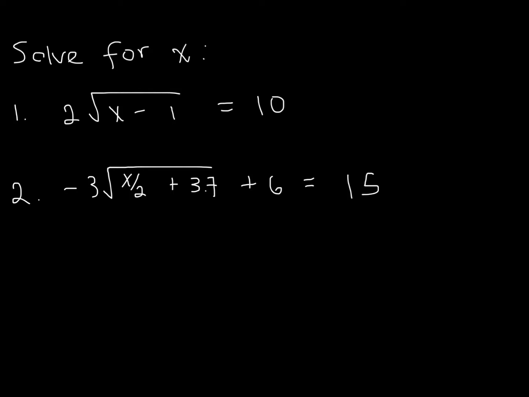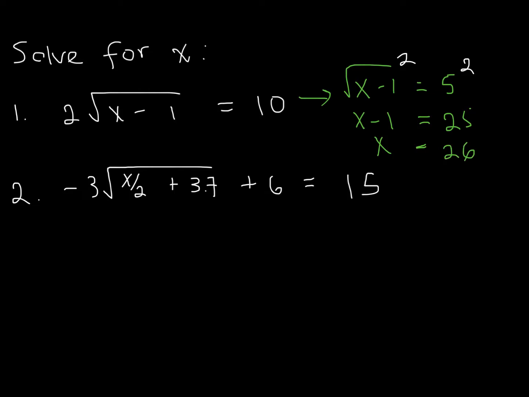Okay, so for the first one, here I've just got to isolate the radical by dividing on both sides by 2, and then I need to square both sides. So looking forward, I would divide by 2 and square root both sides, so I would end up with the square root of x minus 1 is equal to 5, and then I can square both sides to get x minus 1 is equal to 25, and therefore x is equivalent to 26.